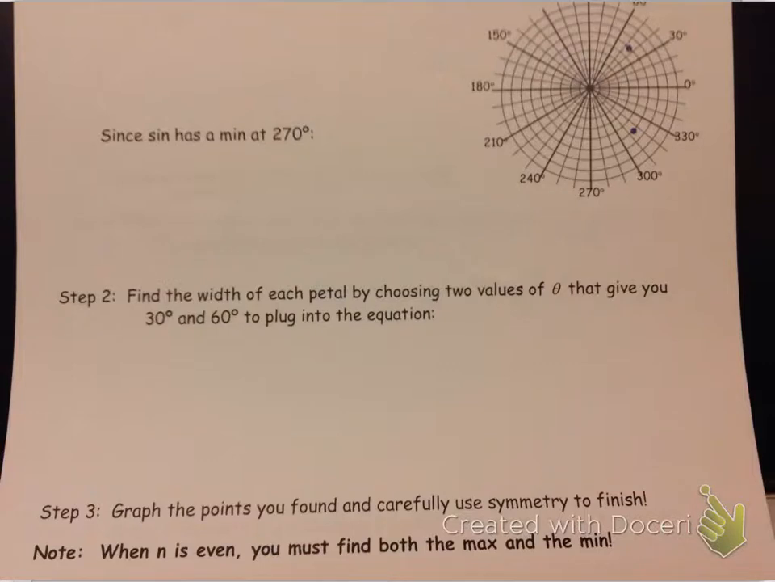Okay, so we have plotted these first 2 points, and now the next thing to do is to determine how fat or skinny each petal is going to be. For the width of the petals, you plug in whatever angles would be necessary to give you 30 and 60, just those two. So as far as number crunching goes, the roses are only ever going to consist of finding either 3 or 4 numbers, and then the rest of this graph is entirely symmetry.